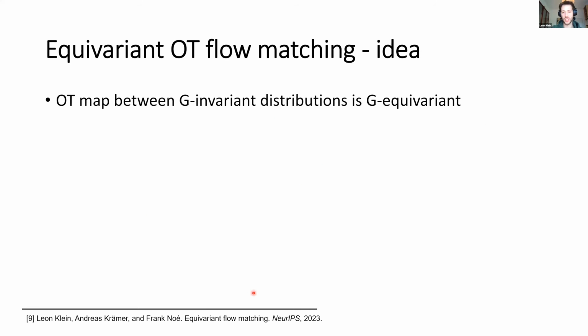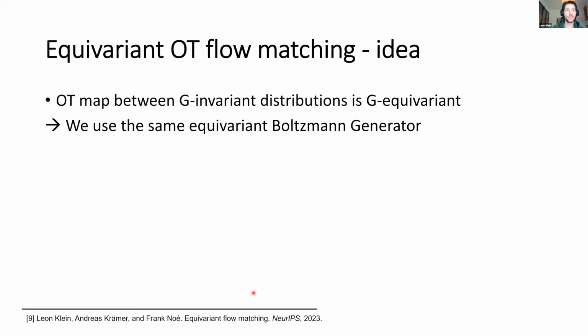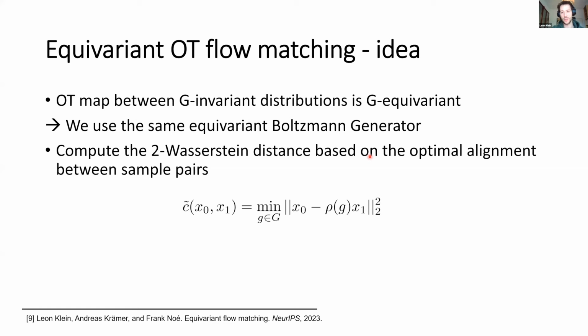Okay, and here comes the idea of the paper, what we call equivariant optimal transport flow matching. The first observation is that the optimal transport map between 2 invariant distributions is equivariant. And that's why we want to use the same equivariant Boltzmann generator as before, and it makes sense to use it. Now, the problem is, as we've seen earlier, we're currently not approximating the optimal transport map at all.